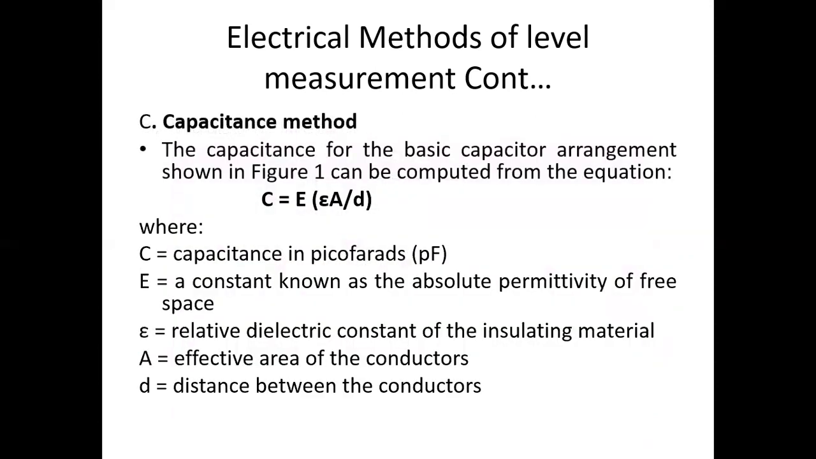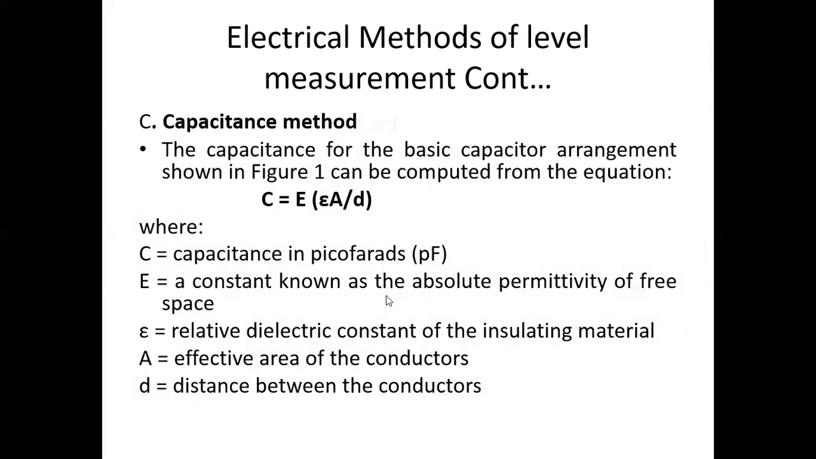Next one is the capacitive method. The capacitance for the basic capacitor arrangement shown in figure 1 can be computed from the equation C is equal to E into epsilon A upon D, where C is the capacitance in picofarad, E is a constant known as the absolute permittivity of free space, epsilon is the relative dielectric constant of the insulative material, A is the effective area of the conductors, and D is the distance between the two parallel plates.